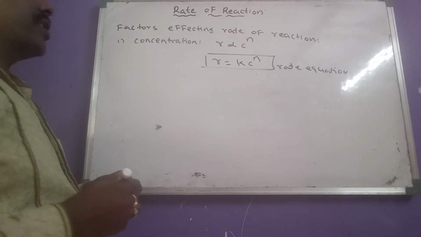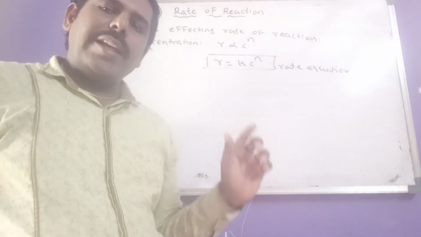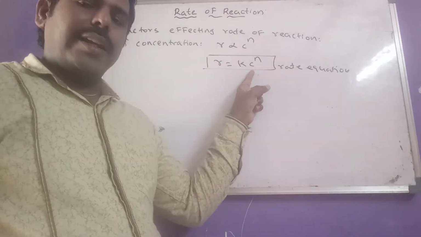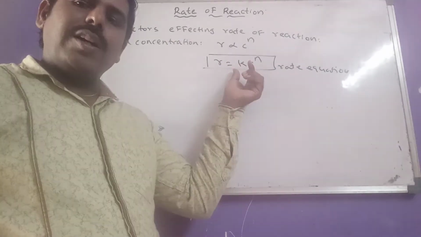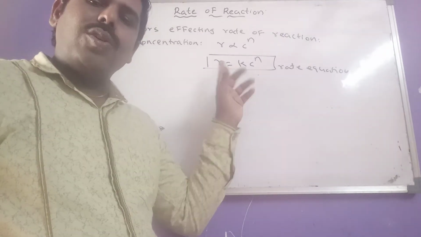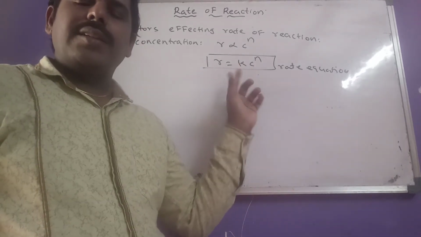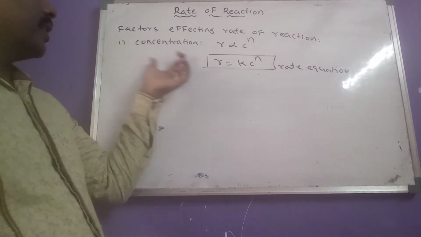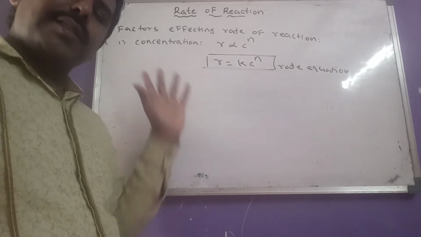What is the rate equation? The mathematical equation which gives the relation between the rate of a reaction and the concentration terms of the reactants is known as which one? Rate equation, and in this, k is known as the rate constant. This is regarding which factor affecting the rate of reaction? Concentration.